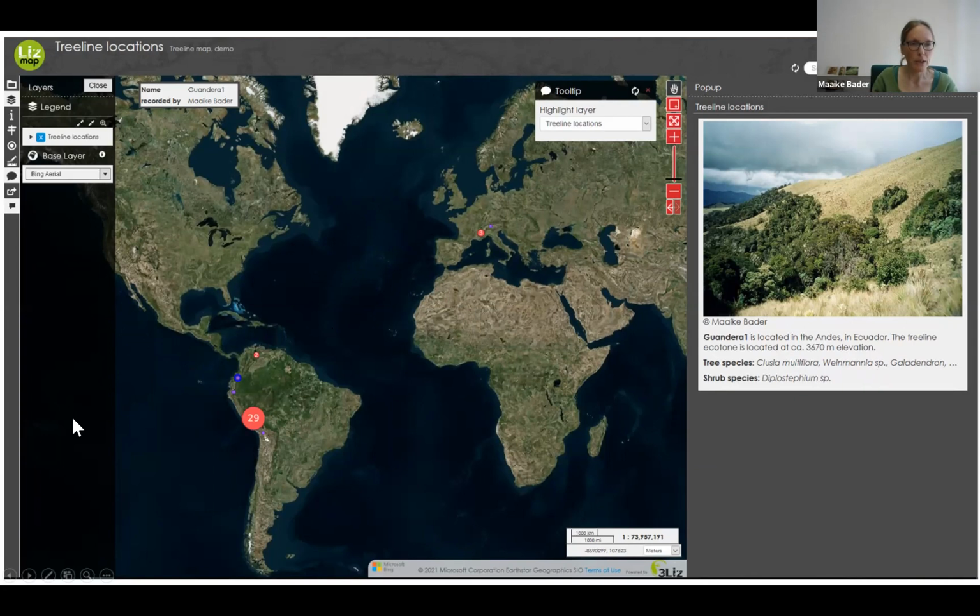So if any of you has tree line points that they want to contribute, please contact me. We would be very interested in including those, and also including any other geospatial tree line information. We can add new layers also to this project.